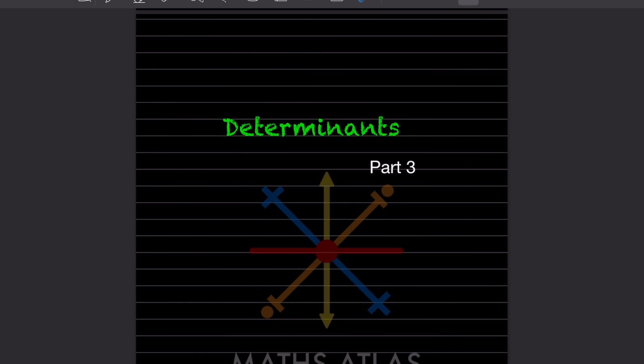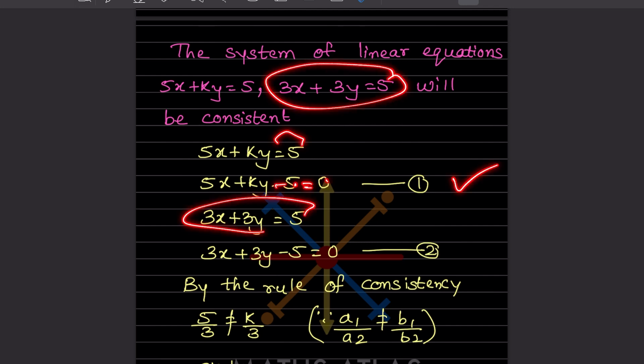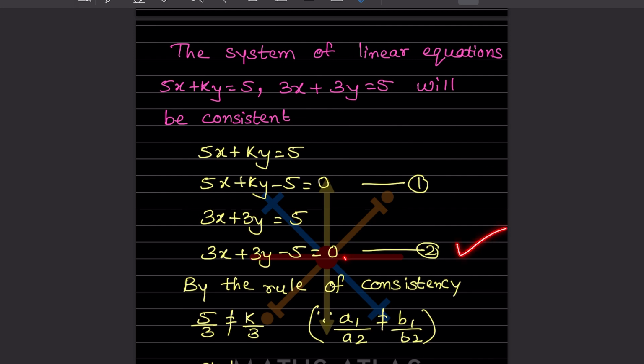So today we are going to do part 3 of the topic determinants, or the matrices. So this is the question given over here. The system of linear equations given here, these are the two equations, and this will be consistent. So let us write this equation. When you rearrange this we get minus 5 equals 0, so this will be equation number 1. Again we rearrange this, it is going to be minus 5 equals 0. This is equation number 2.